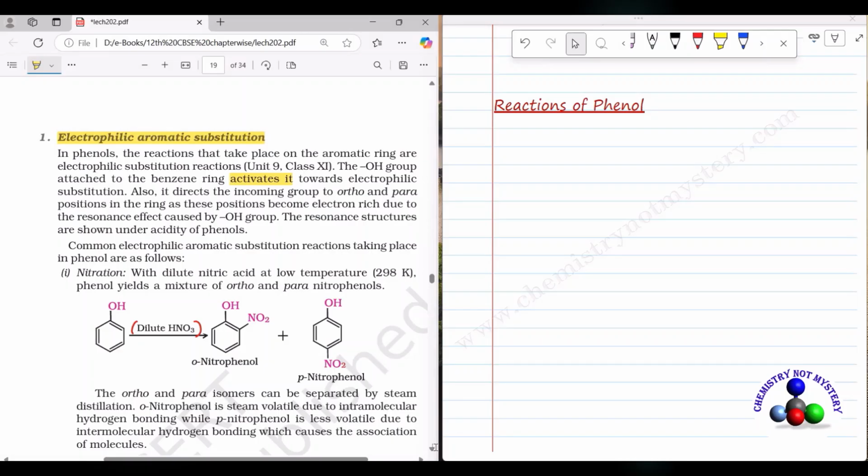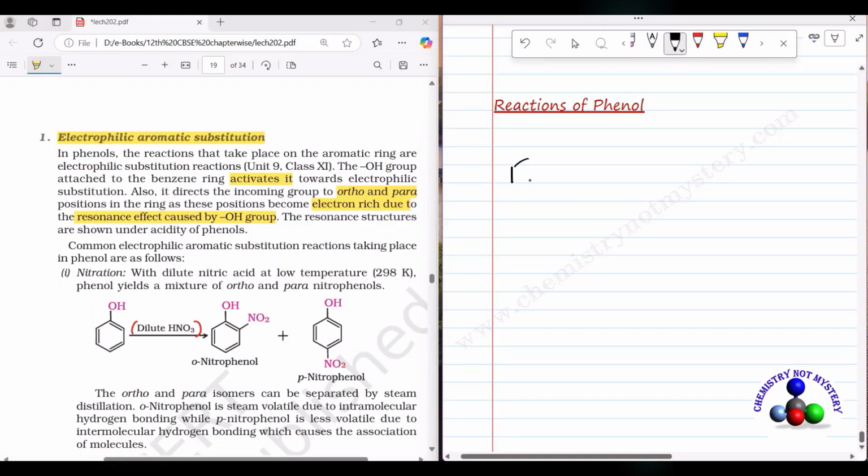It also directs the incoming group to ortho and para positions in the ring, as these positions become electron rich due to the resonance effect caused by the OH group. The resonance structures are shown under acidity of phenols. So let's draw the resonating structures of phenol.